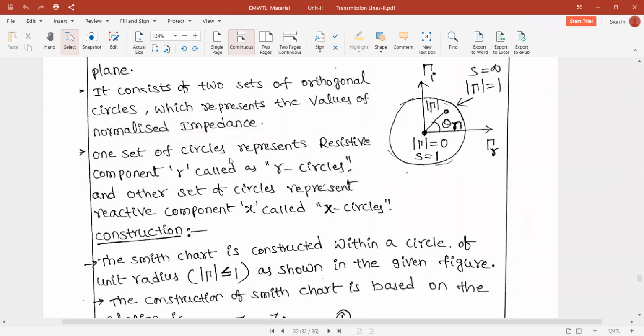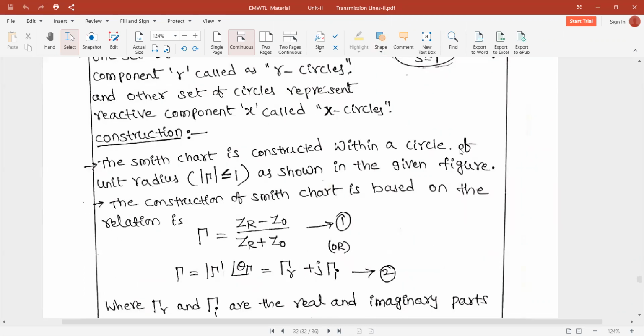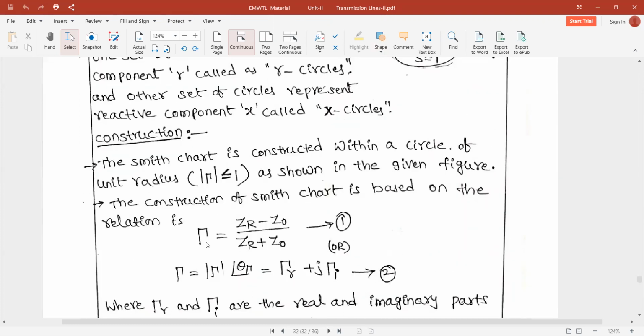One set of circles represents the resistive component R, called R circles, and the other set of circles represents the reactive components X, called X circles. So the Smith chart is constructed with a circle of unit radius. The reflection coefficient magnitude is less than or equal to 1, as shown in the given figure. The circle S is equal to 1. And the reflection coefficient is equal to (ZR minus Z0) by (ZR plus Z0). This is the equation we already derived.